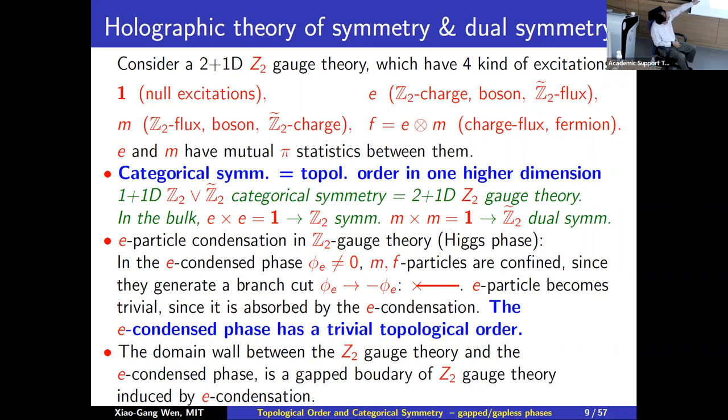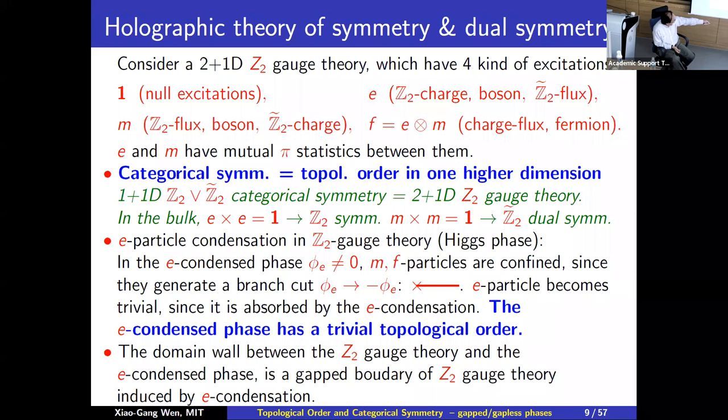In this case, the M and F are confined because E and MF have non-trivial mutual statistics. So when you have M and F, the MF will create a branch cut in this kind of order parameter field. This branch cut is long, so you have energy along the branch cut, which diverges linearly. And so this MF has a linear confinement in this condensed phase. Also, in the E condensed phase, the E particle is trivial because it can be absorbed by the condensation. So in the E condensed phase, there's no excitation. Therefore this is expected to be a trivial topological order. It's a product state. Okay, it's really a product state.